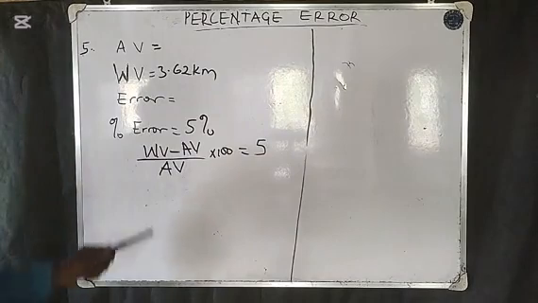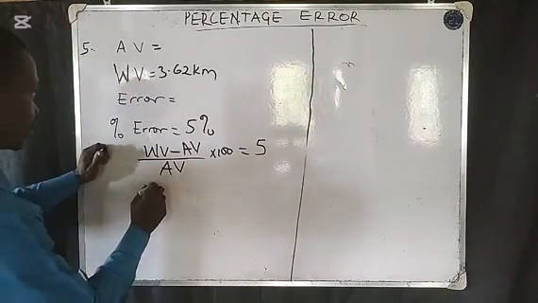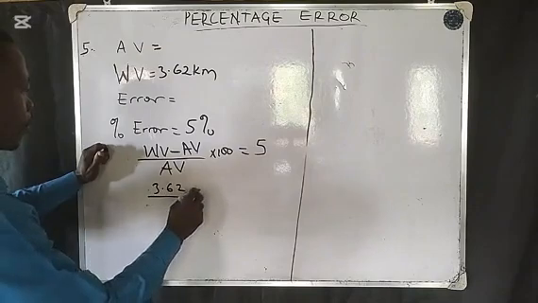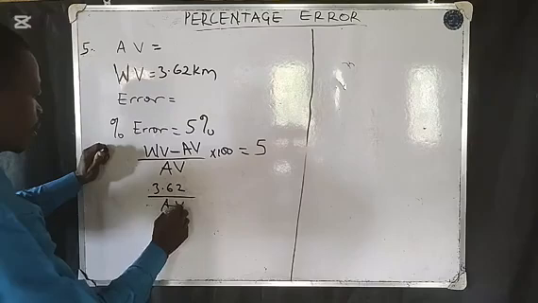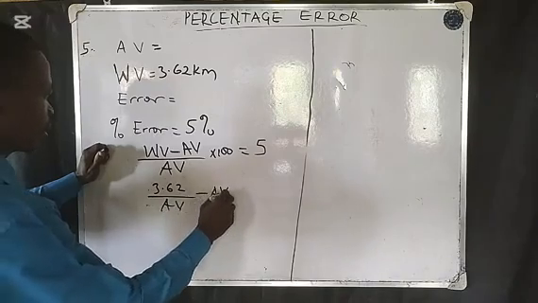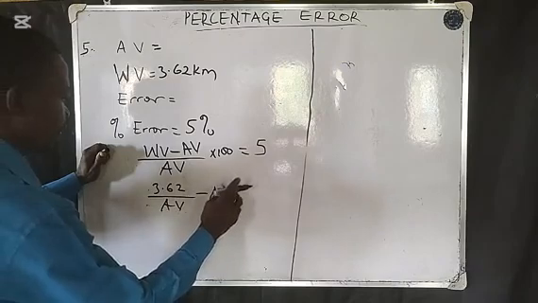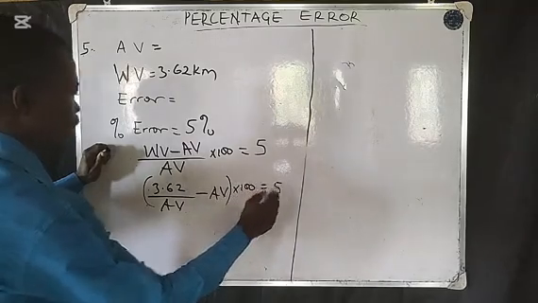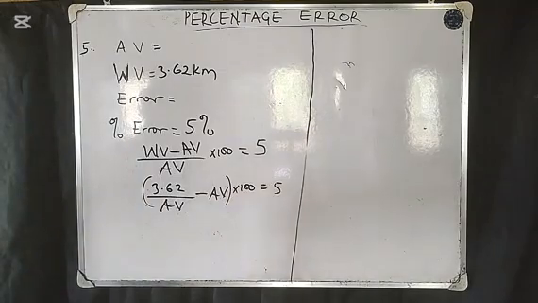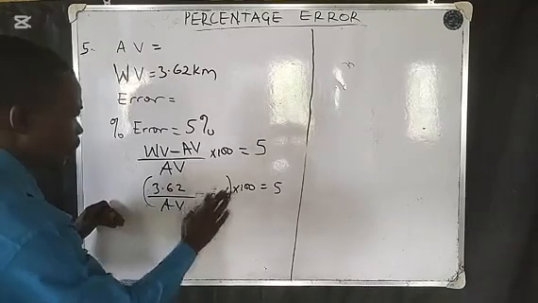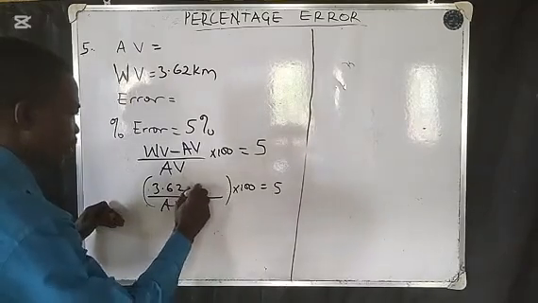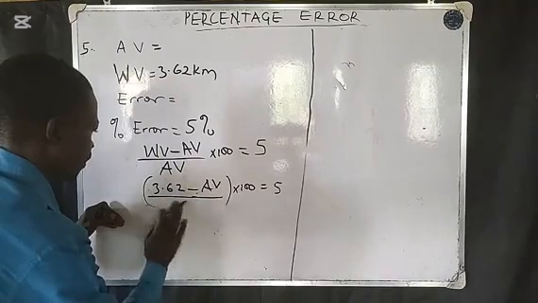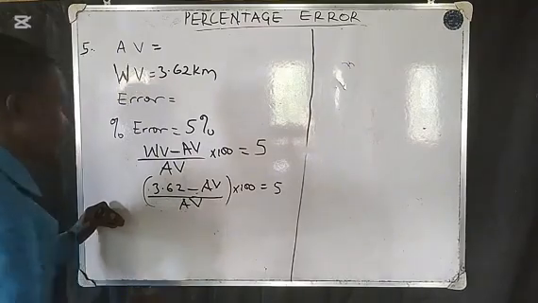Right? So we know our this one is 3.62 minus AV over AV times 100 equals to 5. So can we open the bracket too? Can we open the bracket? 3.62 minus AV over AV, right?